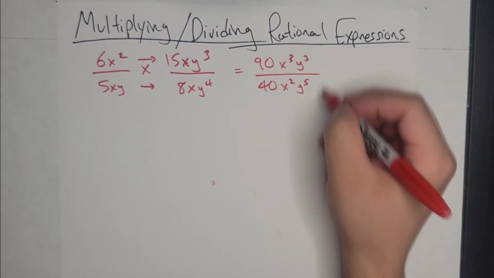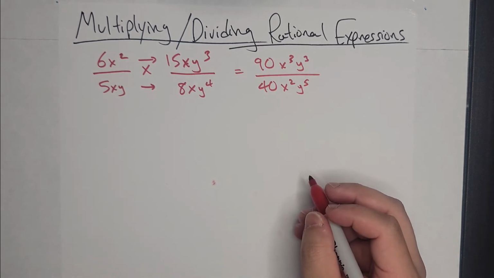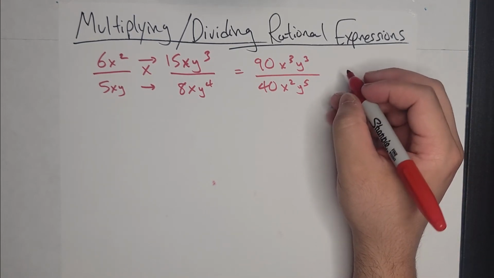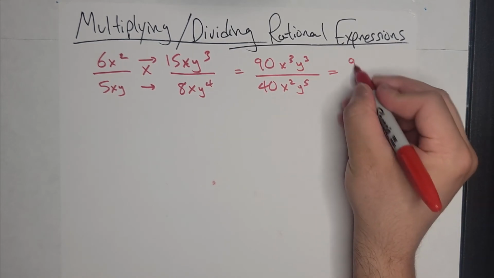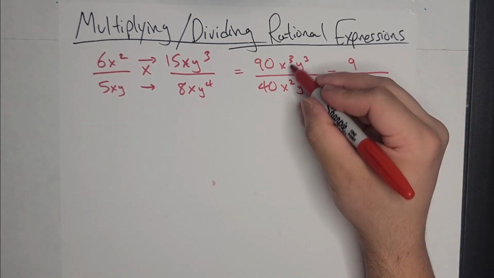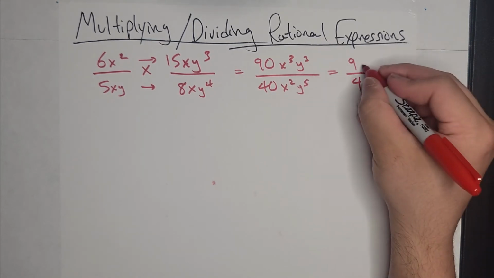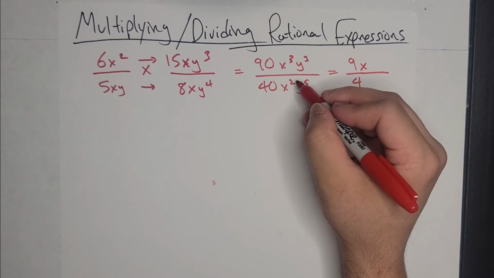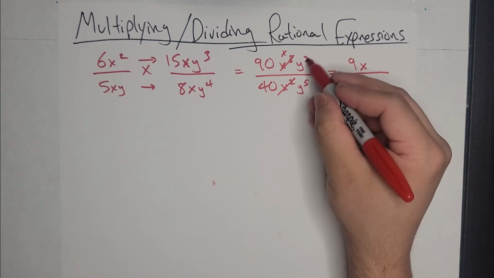So now we remember how to factor things out. So I know that 90 over 40 is the same as 9 over 4. And then x to the 3 divided by x to the 2, the exponents will subtract, so I'm left with x to the 1 in the numerator, and then so that'll cancel. I'm left with x, these two will cancel.